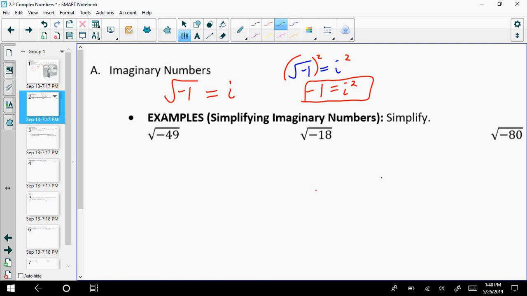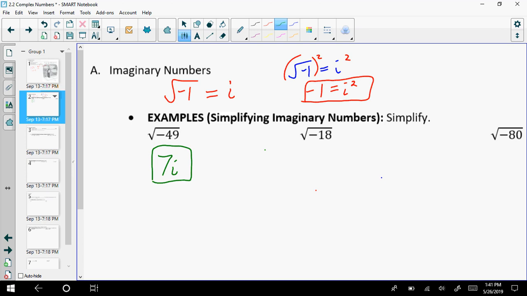So let's practice simplifying these. Square root of negative 49, if you try typing that into the calculator, you're going to get an error. But remember that list of perfect squares that we made? I believe it was section 3 in the previous unit. 49 is a perfect square, and it's 7. However, since the negative is under there, the negative comes out as i. So the square root of negative 49 is written as 7i.